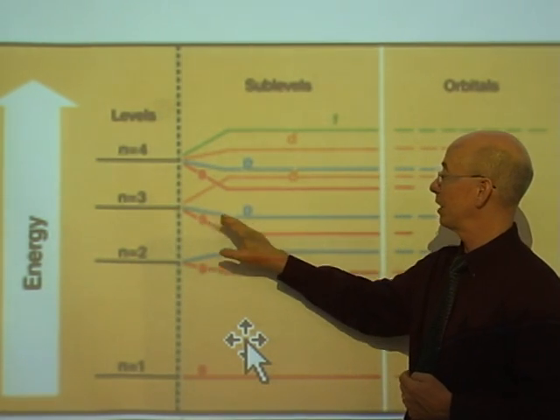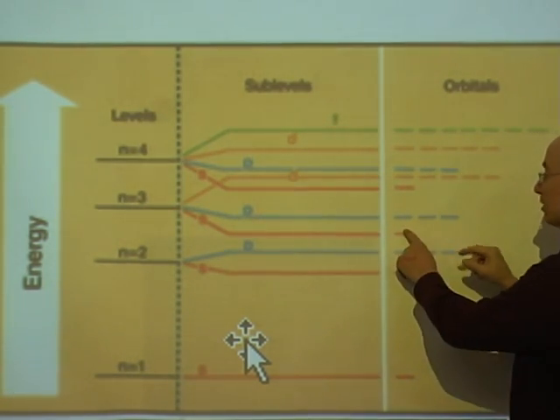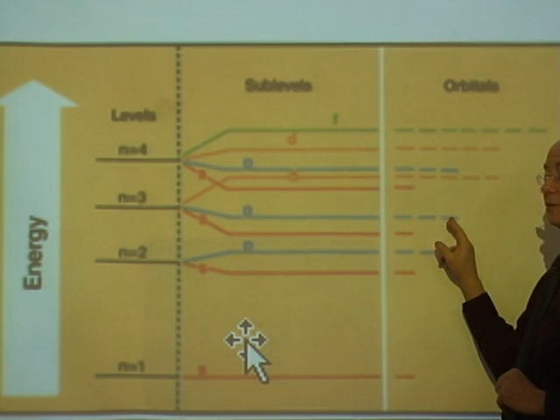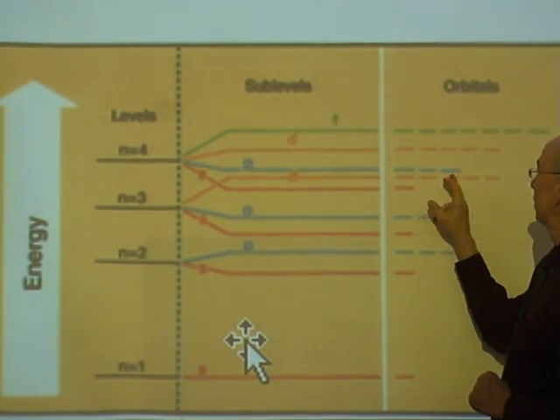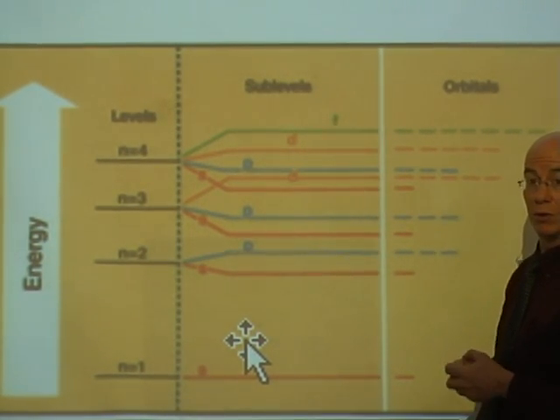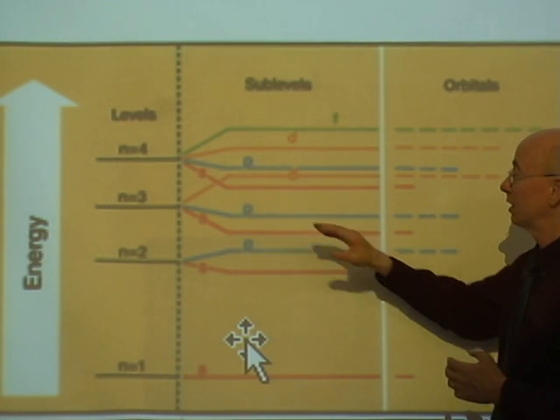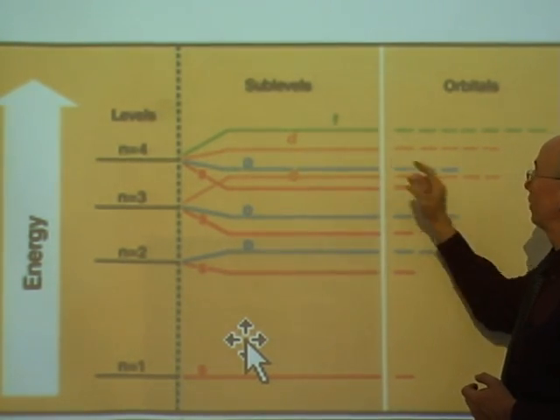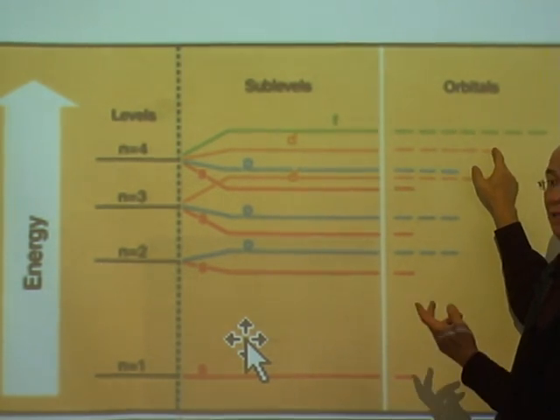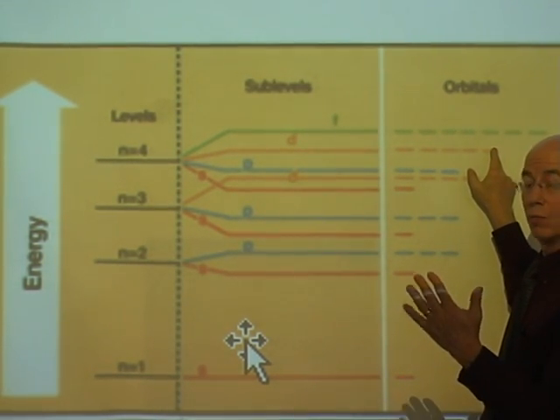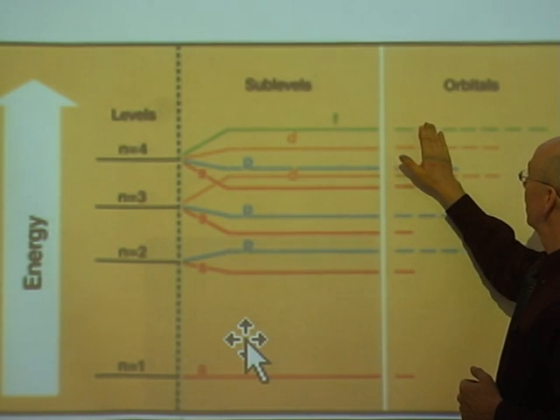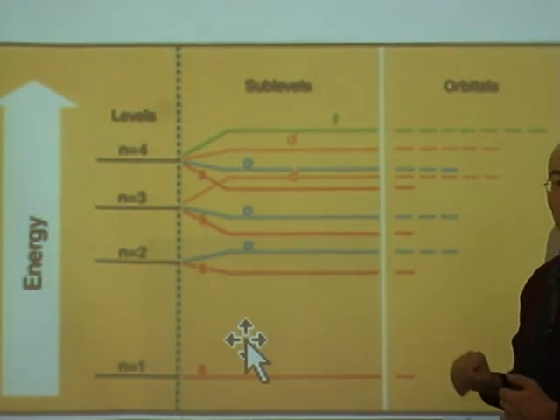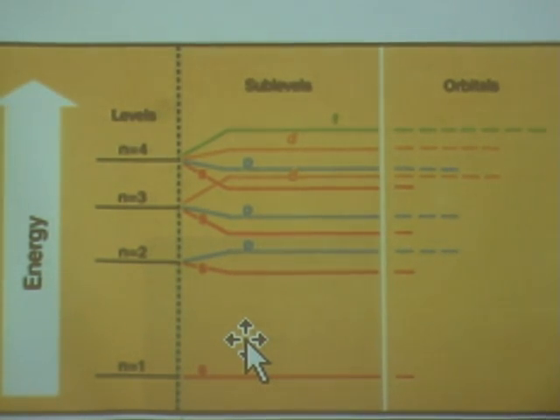Energy level 3, 3s, 3p, 3d. The s has 1 orbital, the p has 3 orbitals, d has 5 orbitals, and each can contain up to 2 electrons. And then 4s, 1, the p can have up to 3, 4d sublevel has 5 orbitals, and 4f can have up to 7 orbitals, each with 2 electrons.